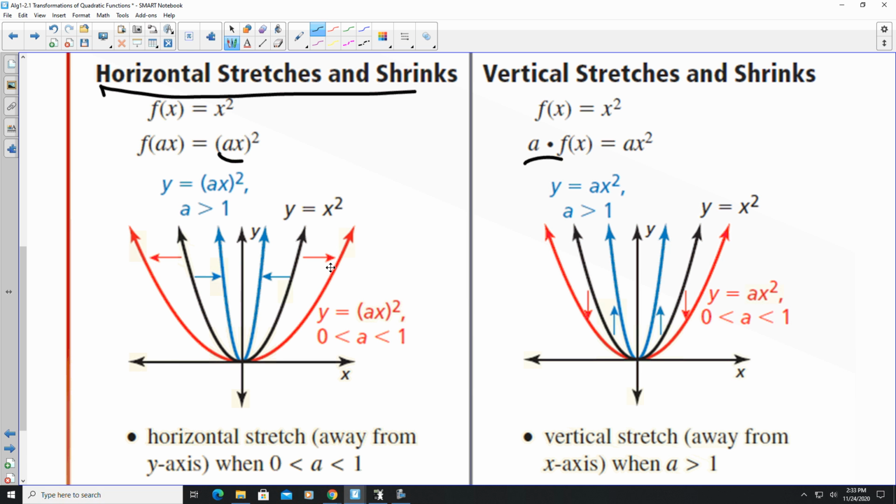Remember, when you're dealing with a horizontal stretch or shrink, you write it as the reciprocal of the respective stretch or shrink. So if it's a factor of 1/2, you write it as 2. If it is a factor of 3, you write it as 1/3 if it's a horizontal stretch or shrink. So keep that in mind.